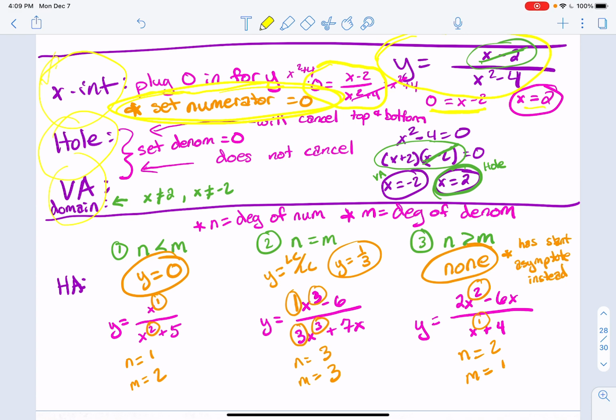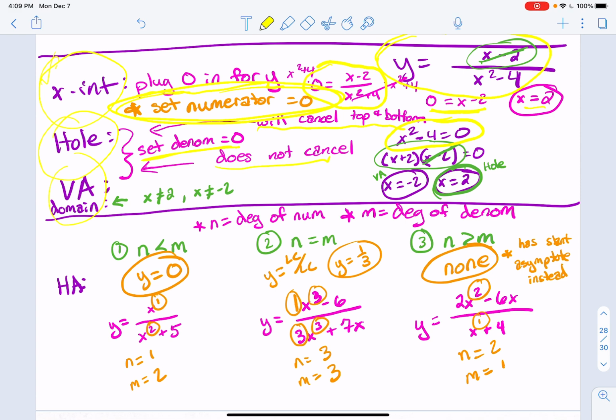For holes and vertical asymptotes, you both do the same thing. You set the denominator equal to 0. So we have x squared minus 4 equals 0, which is this part right here. And x squared minus 4 is a difference of squares, so (x plus 2)(x minus 2). The only difference is that for a hole, the top and the bottom factor out and cancel, but for a vertical asymptote, the bottom and top do not cancel out.